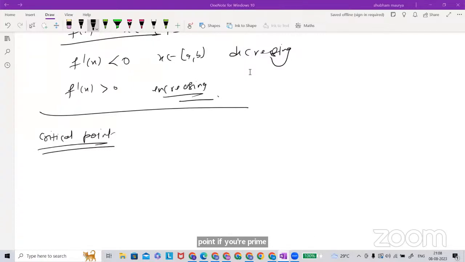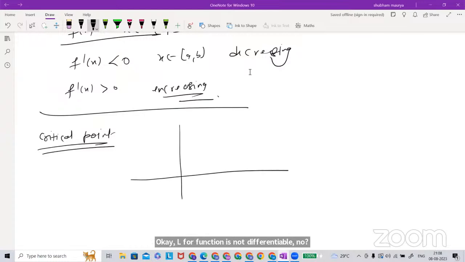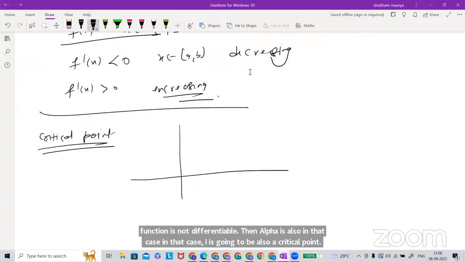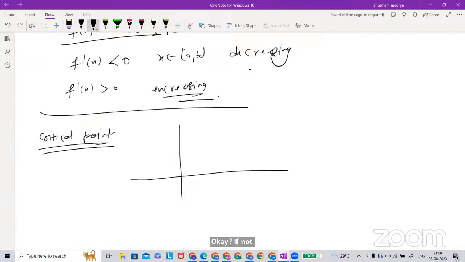If the function is not differentiable at alpha, then in that case also alpha is going to be a critical point. If not differentiable, in that case also alpha is going to be the critical point.